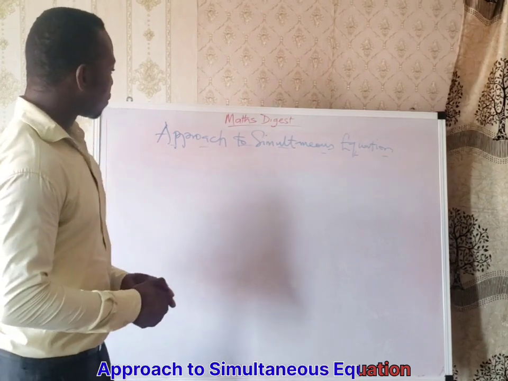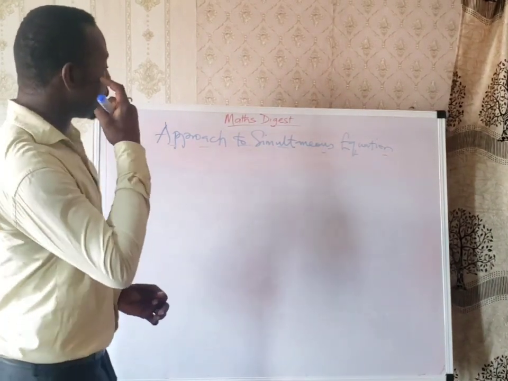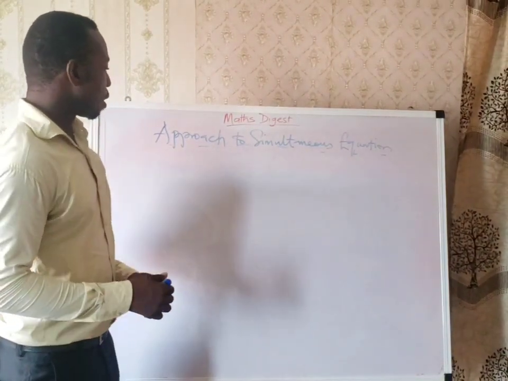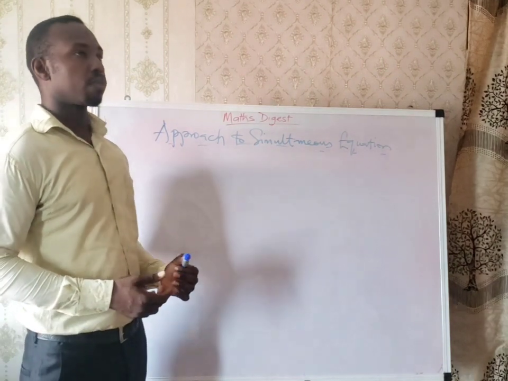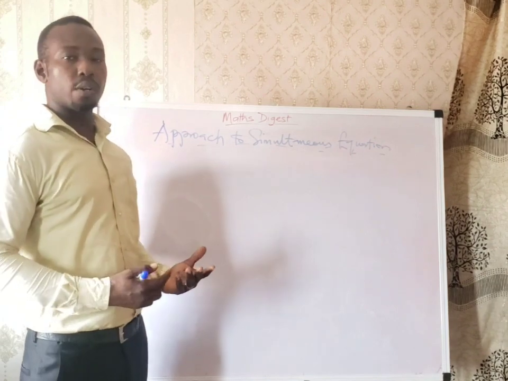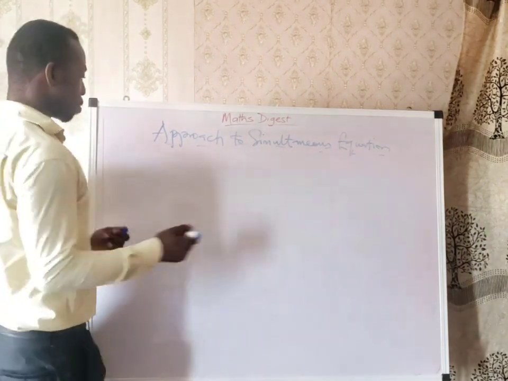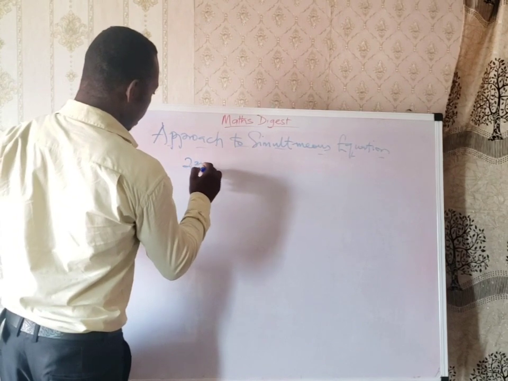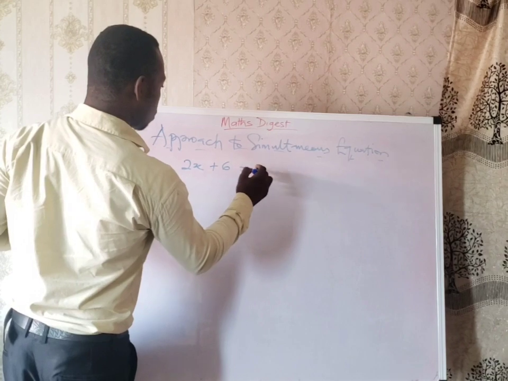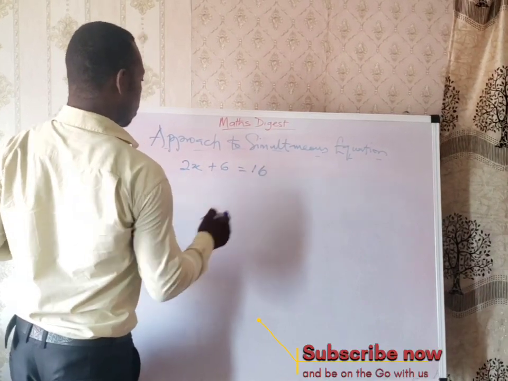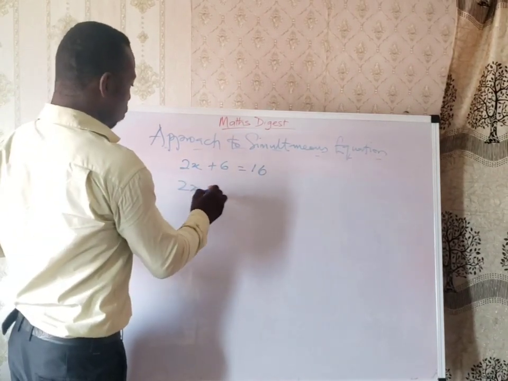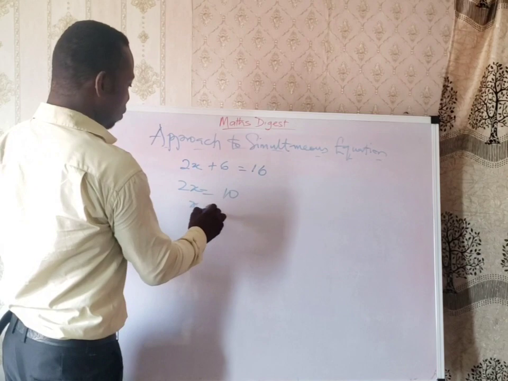Now when you look at what we did in the previous lessons about linear equations, we gave an example whereby you have only one unknown or one variable, something like 2x plus 6 equal to 16, and you're asked to find x. You say 2x equal to 10, crossing this over, and x will now be 5.